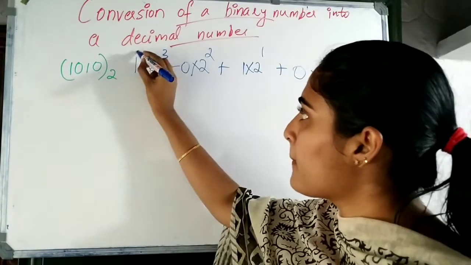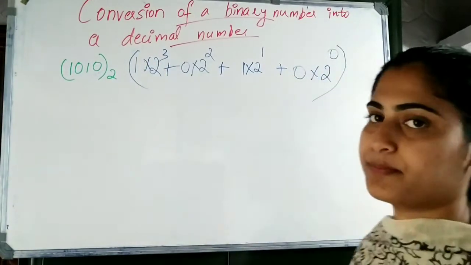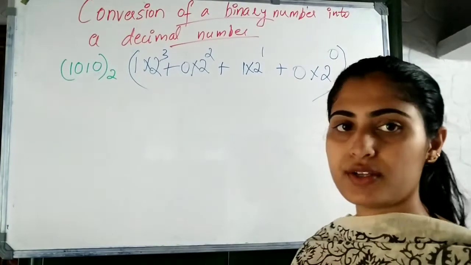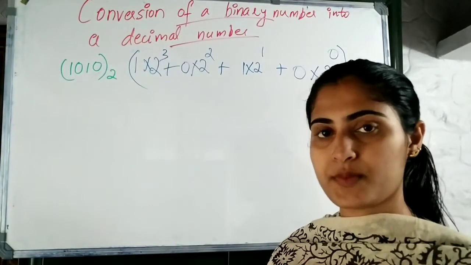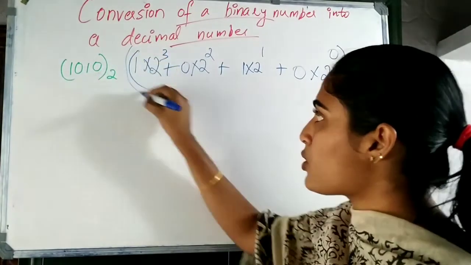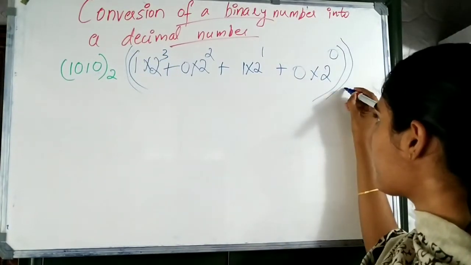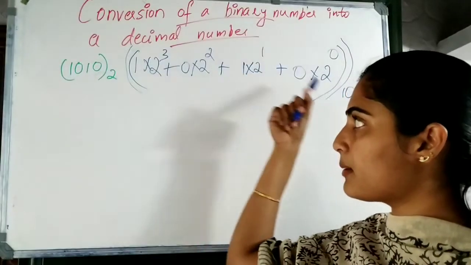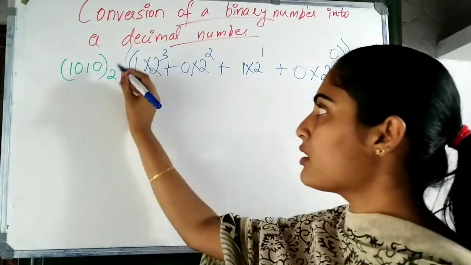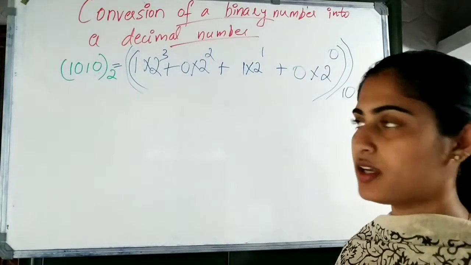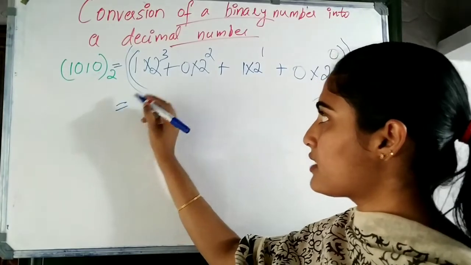Let us put a bracket. We are converting this binary number into a decimal number, and the subscript for a decimal number is 10. So we can draw one more bracket and write the subscript as 10, since we are converting this binary number into a decimal number. And let us calculate these cases.